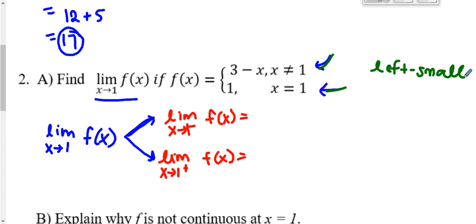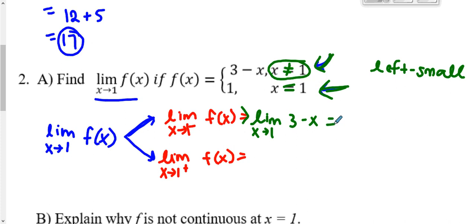According to these inequalities, in this case we don't have a greater than or less than. However, we have a not equal to 1 and an equal to 1. Well, we don't want to look exactly at 1. For a limit, we're always looking at either side. So the one that's not equal is the one that we're going to look at. That's our only other choice. We're going to find the limit as x approaches 1 of 3 minus x. So then we plug in the 1. 3 minus 1 is 2.